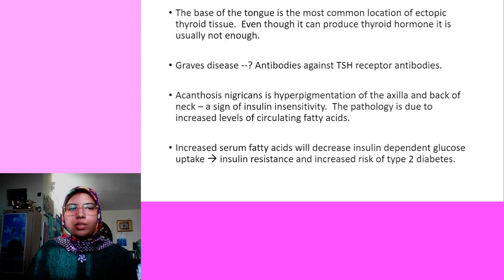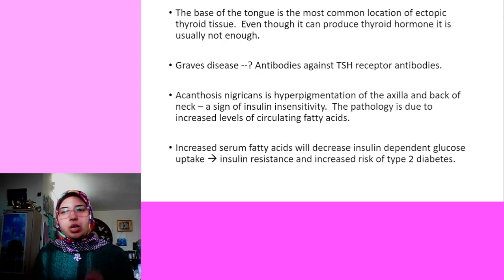The base of the tongue is the most common location of ectopic thyroid tissue. Even though it can produce thyroid hormone, it is usually not enough, so these patients are hypothyroid. And if you remove it, it could be the only thyroid tissue that's functioning, and it would cause the patient to have hypothyroidism. Graves' disease, antibodies against TSH receptor.